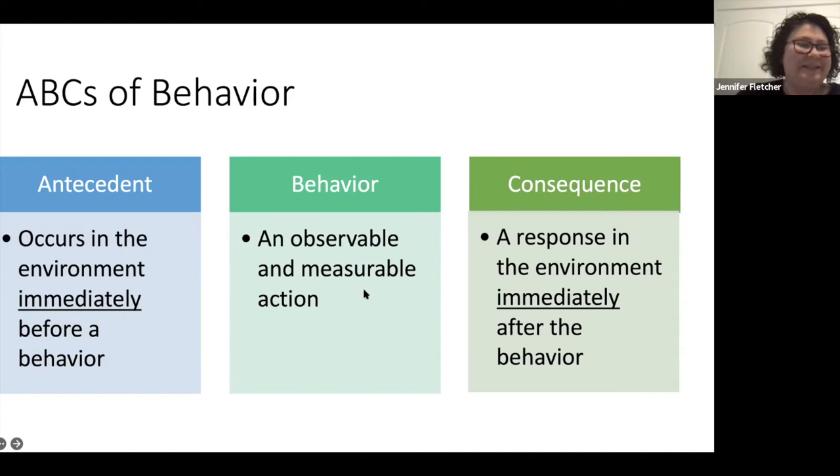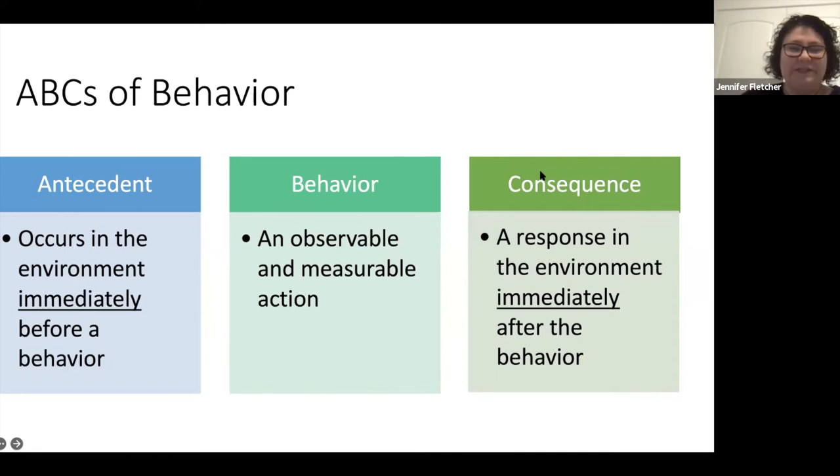The B is behavior, and you want to make sure that it's something that is observable and measurable. This is the behavior response to the antecedent, and it's something that you can measure, whether it's how many times did the child hit, how long do they cry for, what was the intensity. Was it just a mild kind of hit, or was it like a closed fist kind of hit where they're hitting really hard?